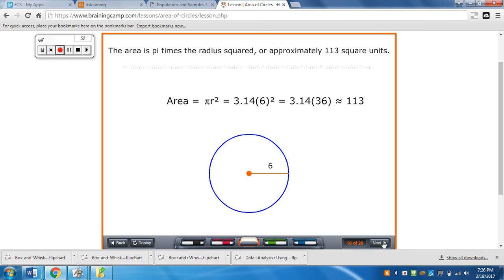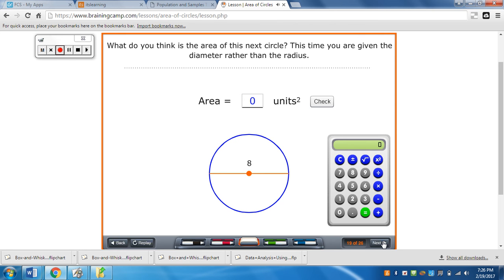The area is pi times the radius squared, or approximately 113 square units. What do you think is the area of this next circle? This time you are given the diameter rather than the radius.